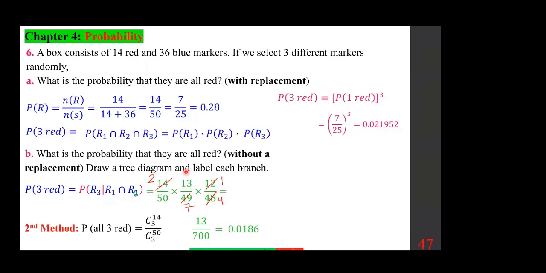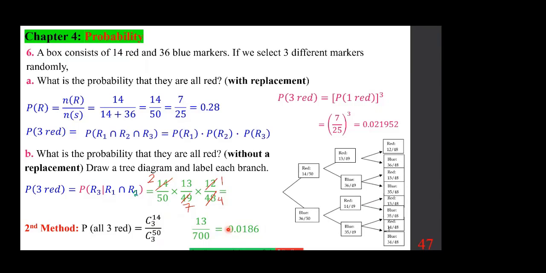The second method is P of R, red, is N of R, red, over N of S. N of S, it's a combination because order is not important. Combination of 50 choose 3. And out of those, how many reds do you want? You want 3 out of how many? Out of 14 reds. You can try this and you'll see you end up with the same answer. As far as the tree diagram, and that's extremely important. Again, look at the first stage.